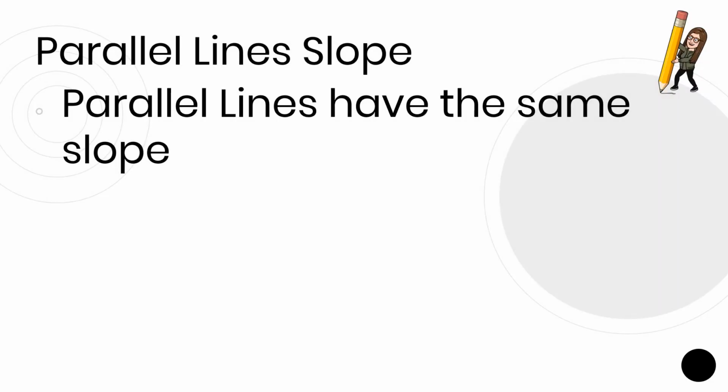Let's get started. First of all, let's fill in the definition. Parallel lines have the same slope. They have the same slope. If it's 5, the other line's slope is 5. If the slope is -1/2, the other line's slope is -1/2.